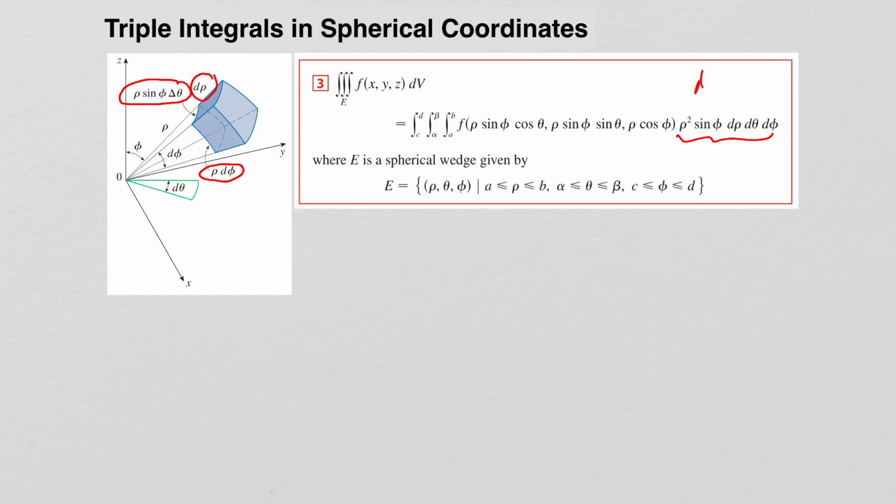So the dz dy dx gets replaced with this, and then of course x, y, and z simply get replaced with what they are equal to in spherical coordinates. Now, this is when your region E is a spherical wedge. So rho is between two values A and B, theta is between two values alpha and beta, and phi is between two values C and D. Let's do an example.